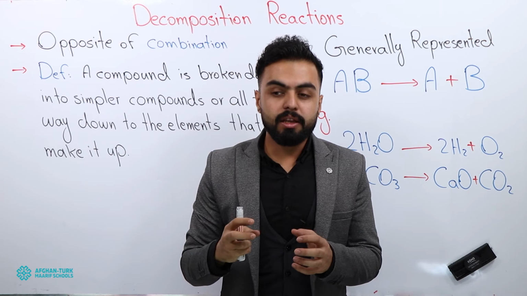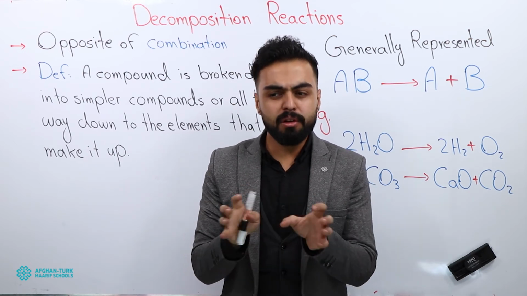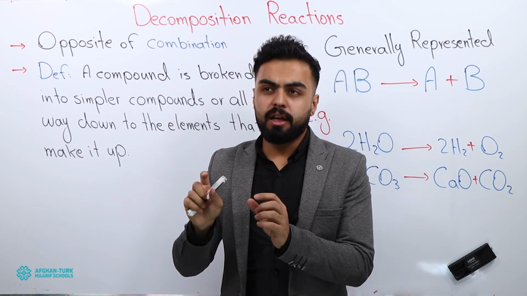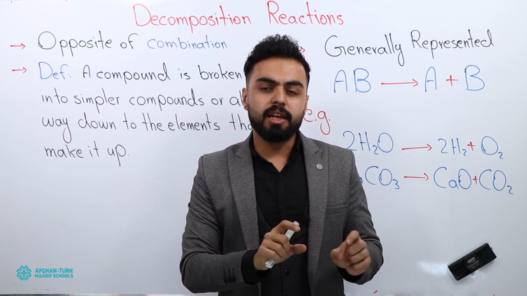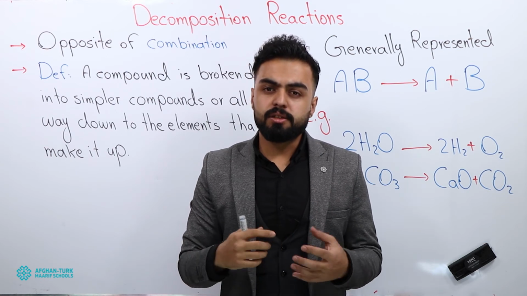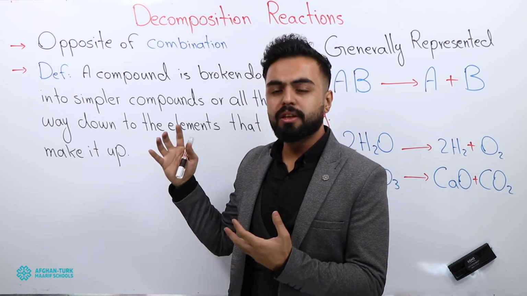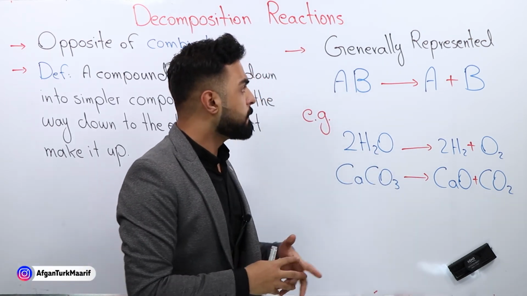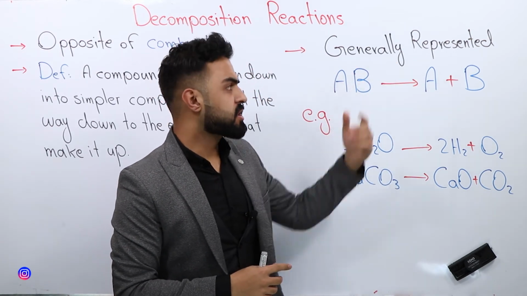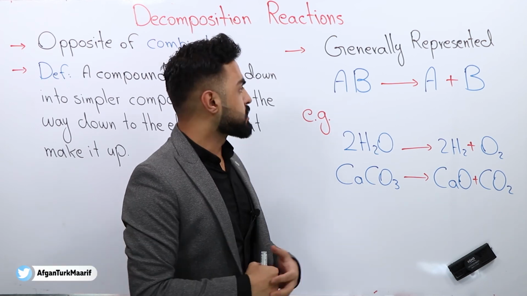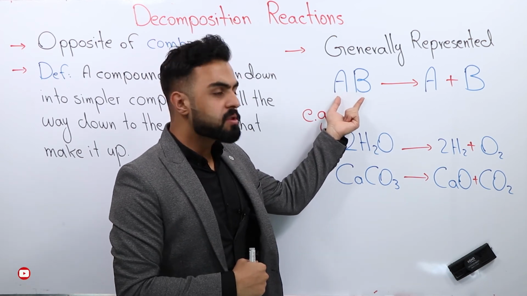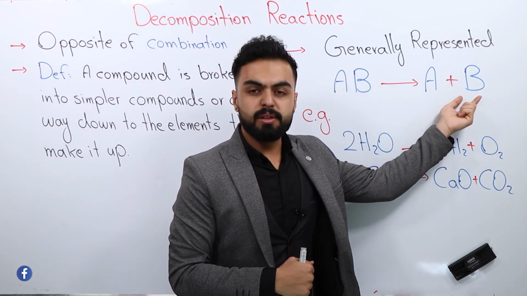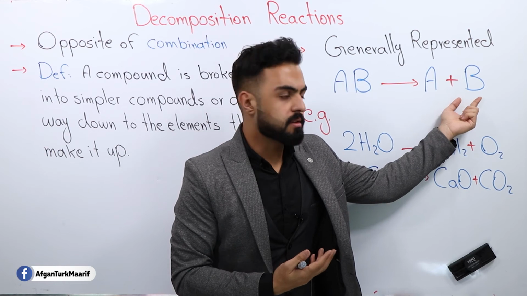So we divide the compound into simpler compounds, or even into simpler atoms, to each atom that it is made of. So that's how the decomposition reactions work. So here we are with the general representation of the decomposition reaction. There is a compound like AB, and we divide it into two simpler materials or simpler substances.